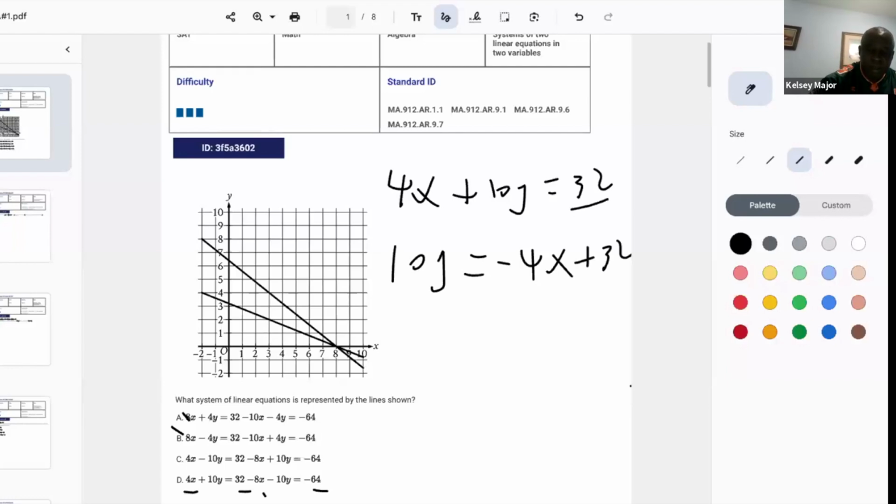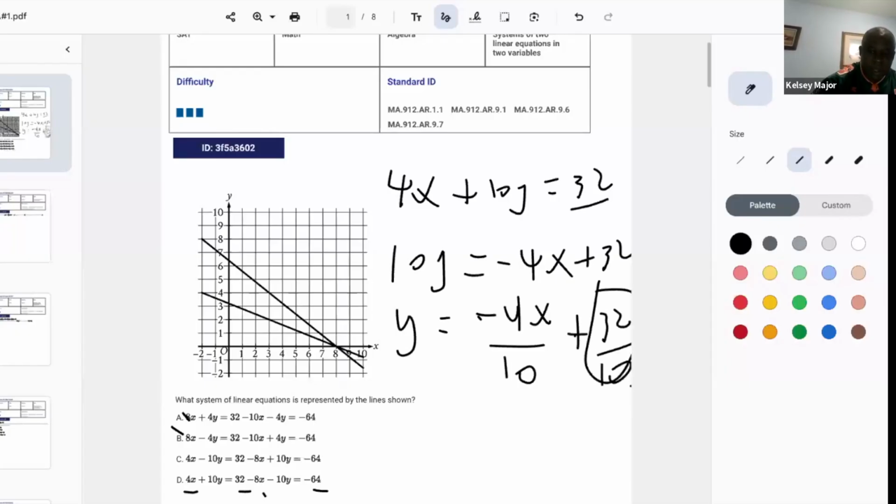Then we divide everything by 10. So y is equal to negative 4x divided by 10 plus 32 divided by 10. And by the way, this is the y-intercept, right? And let's see if that makes sense. So the y-intercept for one of these is going to be like 3.2. Well, that's obviously this function here with a negative slope of negative 4 over 10. So that's this line right here, okay?